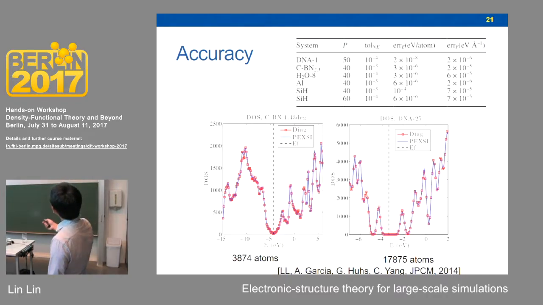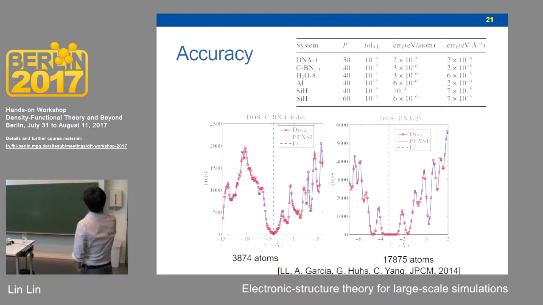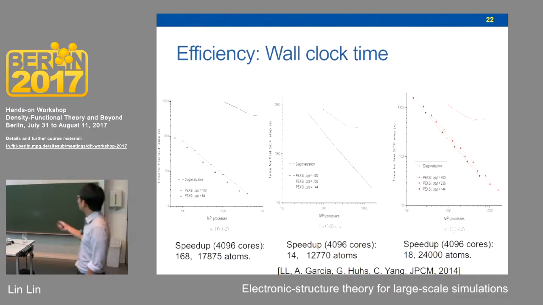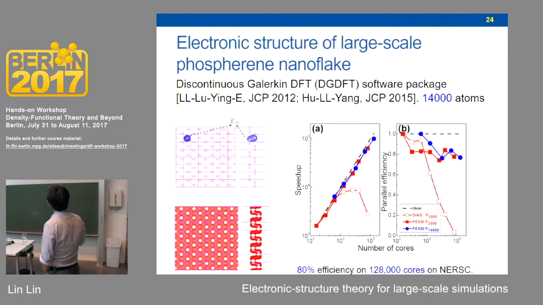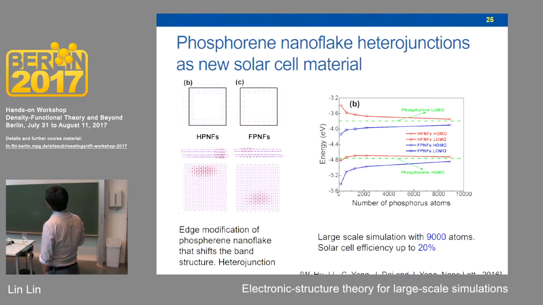So you can compute the density of states essentially on top, and the energy error is like 10 to the minus 8 to 10 to the minus 6 eV per atom, so it is highly accurate for both the energy and the force. You can achieve a drastic speedup, and this is PEXSI with ScaLAPACK, done a few years ago, joint with Alberto Garcia, Georg Huhs, and I think in the audience, Chao Yang at LBL, for 1D, 2D, 3D systems. Some applications, some other applications.